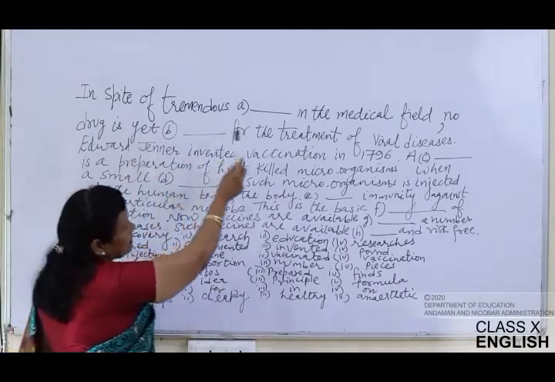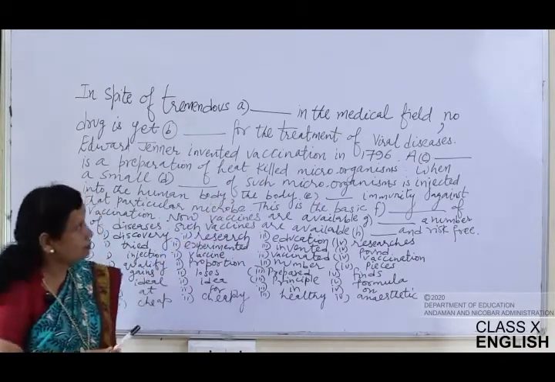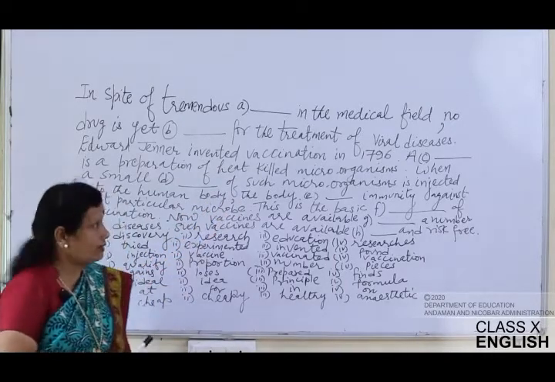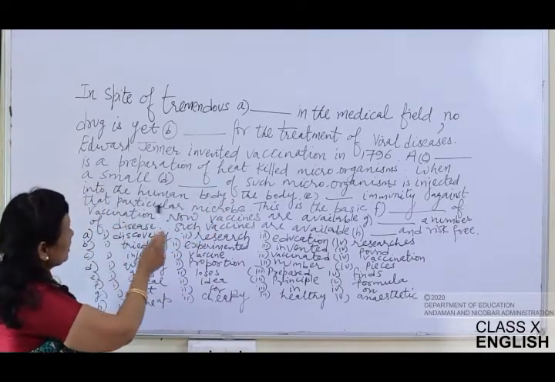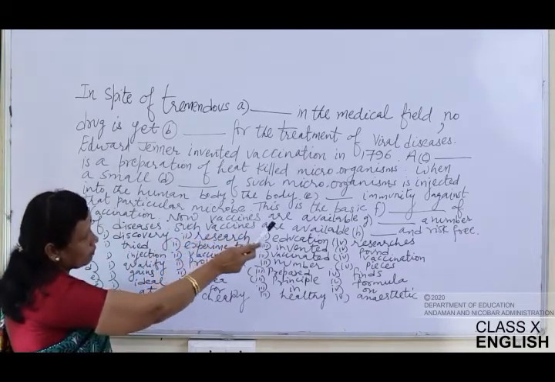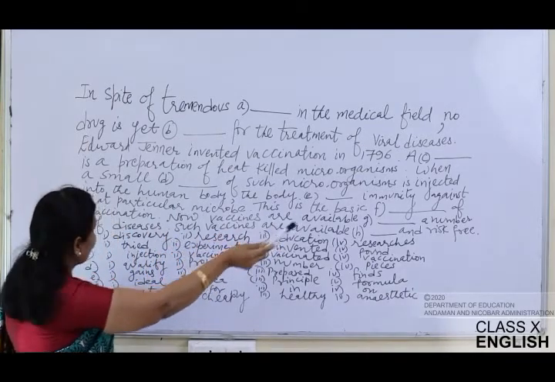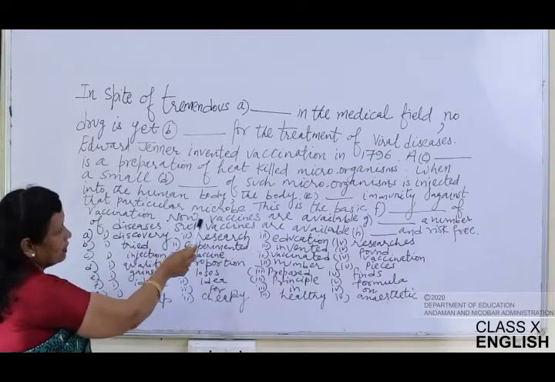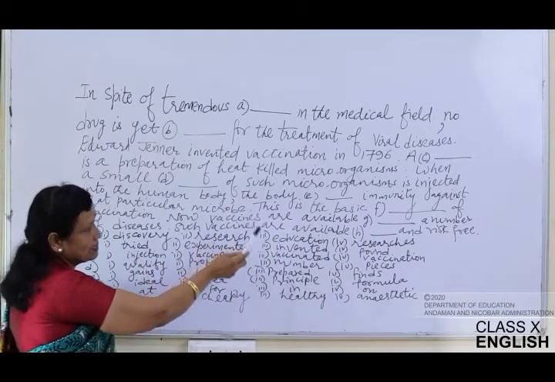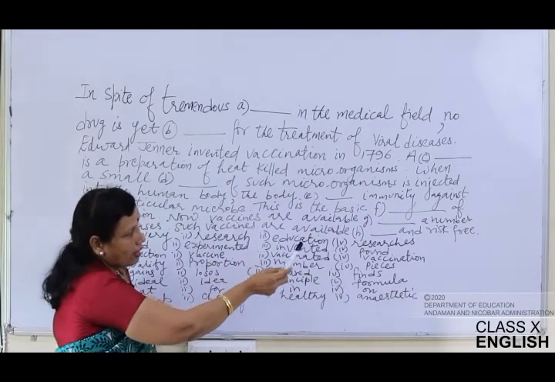In spite of tremendous in the medical field, no drug is yet for the treatment of viral diseases. Edward Jenner invented vaccination in 1796. Is a preparation of heat-killed microorganisms. When a small of such microorganisms is injected into the human body, the body immunity against that particular microbe. This is the basic of vaccination. Now vaccines are available a number of diseases. Such vaccines are available and risk free.